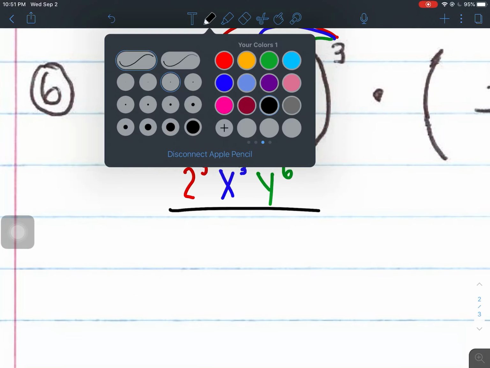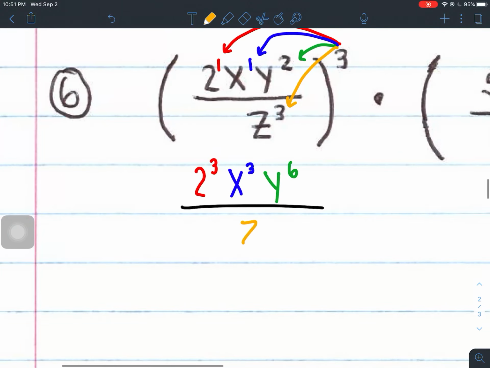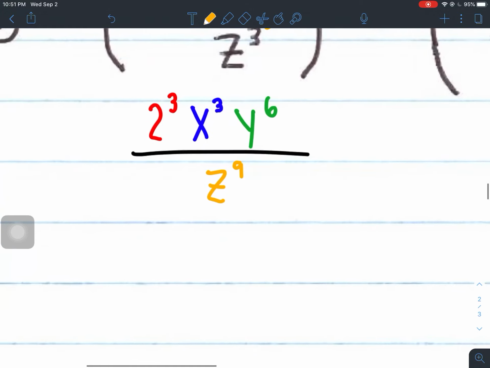Okay, I have my fraction bar. Don't want to forget about that z, because that's still a base. You want to make sure you distribute to that as well. And remember, distribution is multiplication. 3 times 3 is 9. All right, so we've done that side.